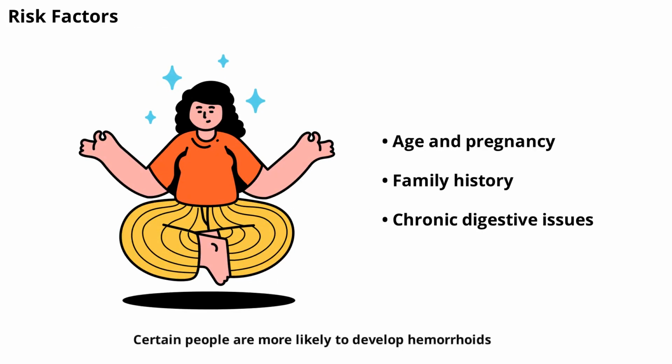Certain people are more likely to develop hemorrhoids. Age is a significant factor, as tissues supporting the veins in your rectum and anus can weaken with age. Pregnant women are also at higher risk due to increased pressure on pelvic blood vessels. People with a family history of hemorrhoids, those who are overweight, and individuals with chronic digestive issues are more susceptible. Recognizing these risk factors can help you take preventive measures.